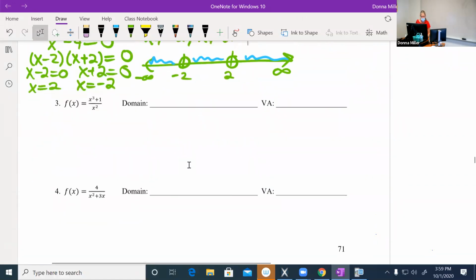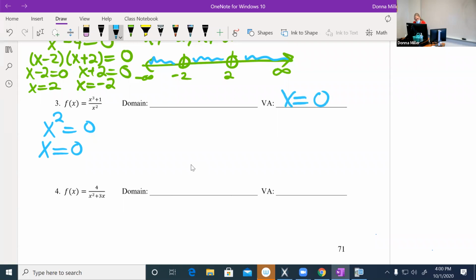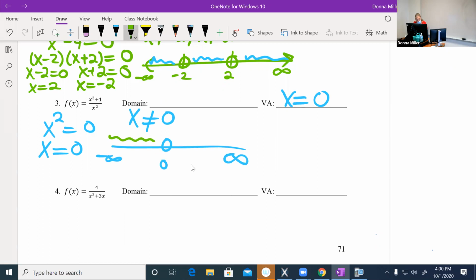Okay. So let's do this one. So I set the bottom to 0. If x squared equals 0, what does x equal? 0, right? 0 squared is 0. So x equals 0. That's your vertical asymptote. And so the domain is x cannot be 0. We exclude 0. We got this interval and this interval. So negative infinity to 0.